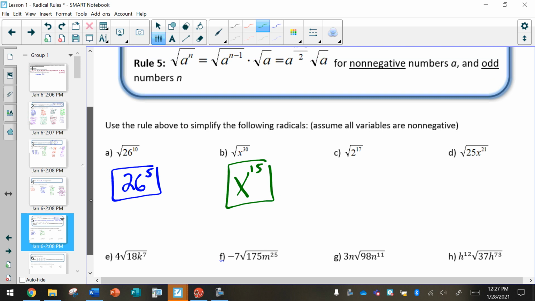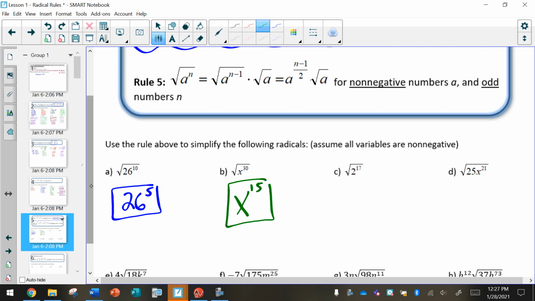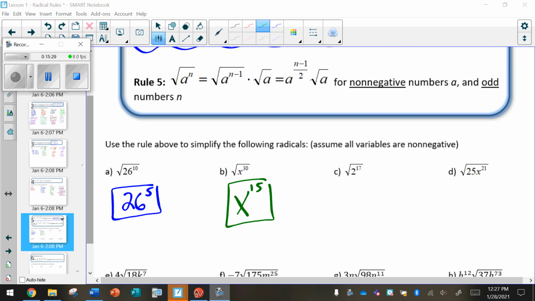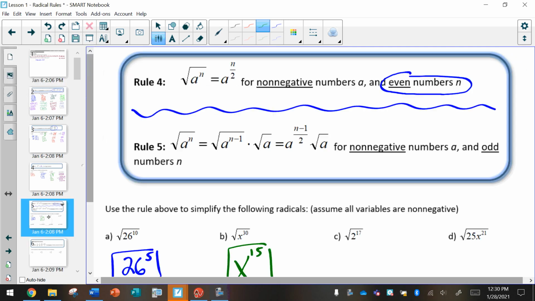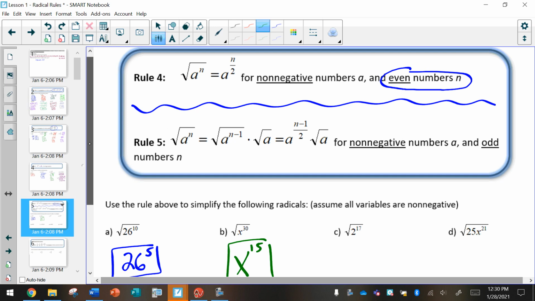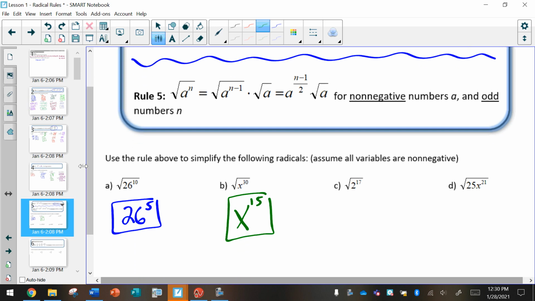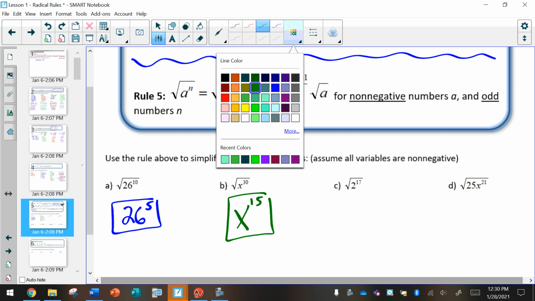So what happens if it's not an even number? Well, if it's not an even number, we have something else to do. We're still going to divide by 2. But the issue is, since we're dealing with an odd number, when we divide by 2, we're going to have a remainder of 0.5. When that happens, that means our exponent was not a perfect square.